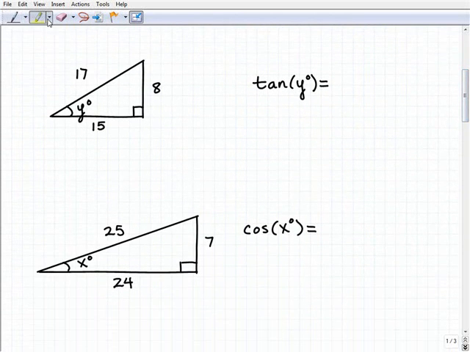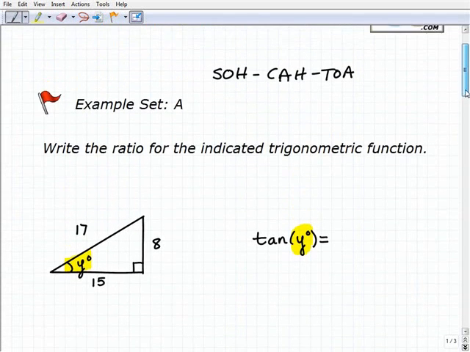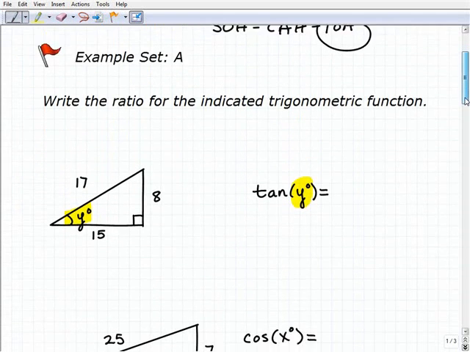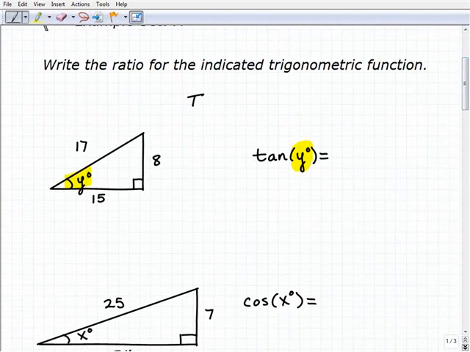Here we're asked to write the tangent of angle y. So here's angle y. Just a quick review: I would be using the TOA. That's our saying, that's how it goes. So tangent, or TOA, is equal to the opposite over the adjacent. That's your TOA, T-O-A.